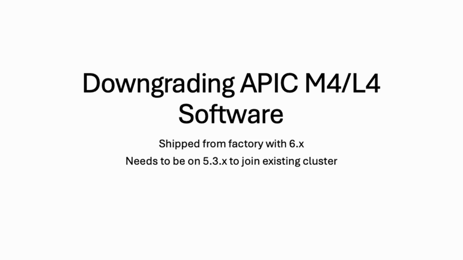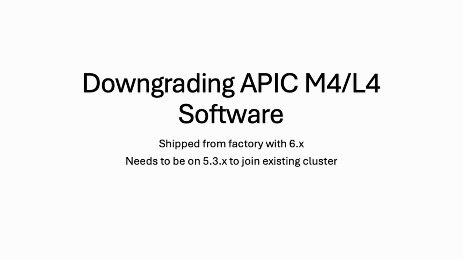Hi, I wanted to walk you through the process of downgrading a new APIC M4 or L4 server from the code that is shipped from the factory, which is probably 6.0 something, to version 5.3. If you're trying to swap out an end-of-life Generation 2 or 3 APIC, you'll need to first downgrade the new server to a version that's compatible with the existing cluster. The earliest version that the M4 or L4 are supported is 5.3.